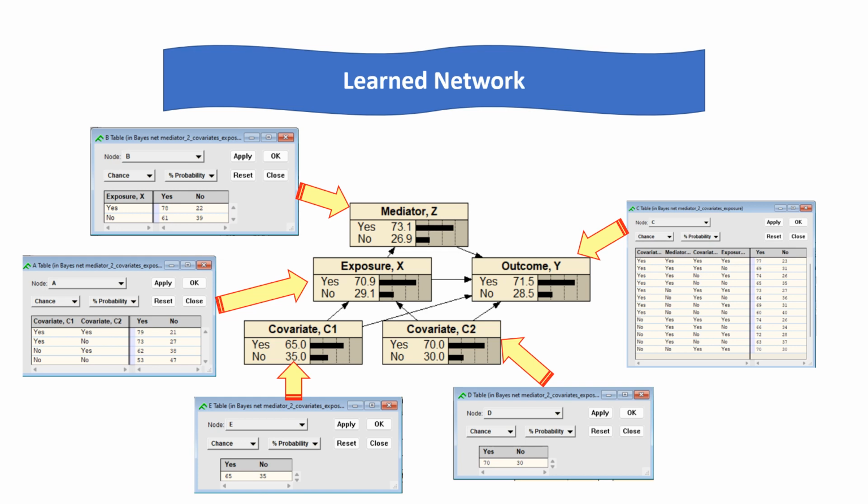We have learned both the structure and the parameters of the network from its associated lasso regressions. We can now use this network model to make inferences about a variety of situations in which different combinations of variables are present.